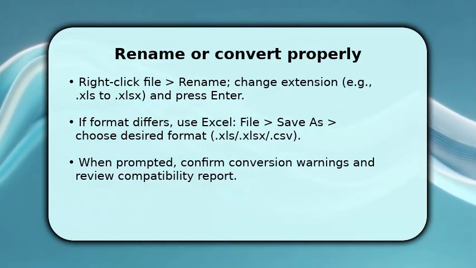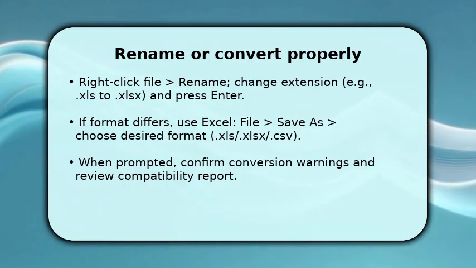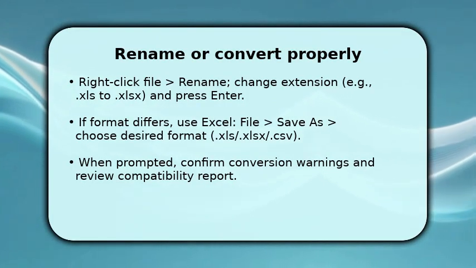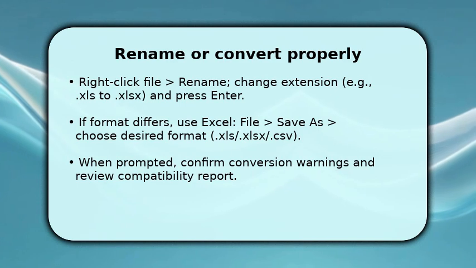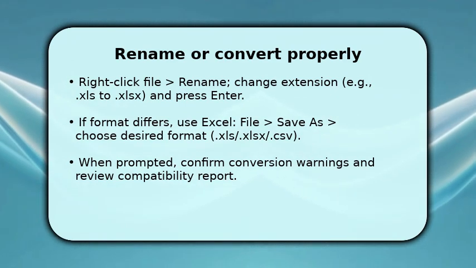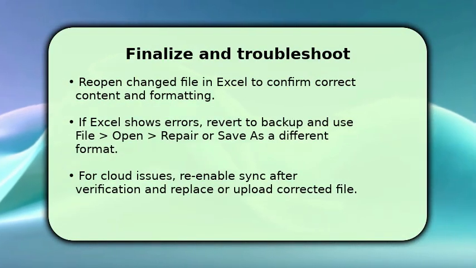For reliable conversion, open the file in Excel, choose File Save As, and select the desired format such as XLSX or CSV. Excel performs proper structure changes. Make sure to review any compatibility warnings. And finish by reopening the file in Excel to confirm content, formulas, and formatting look correct. That validates the extension change.